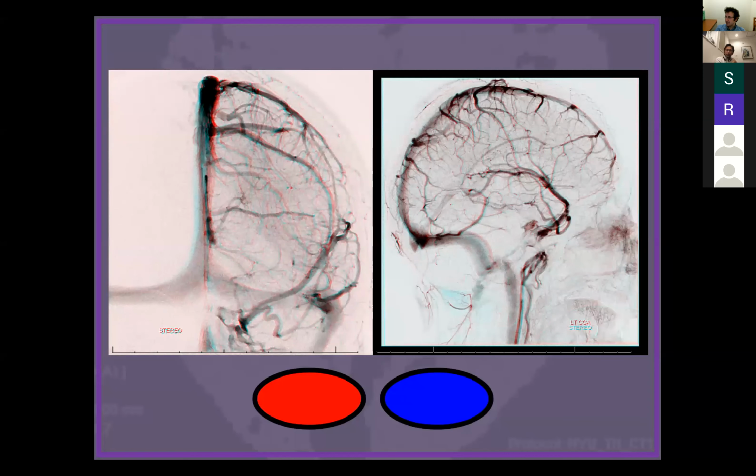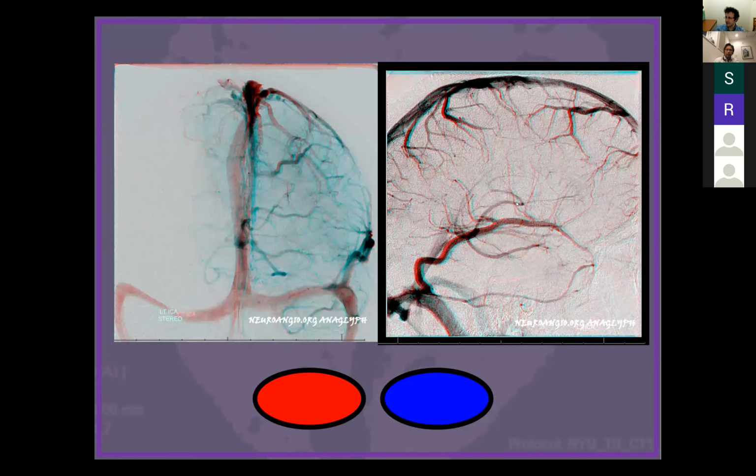Here's another one. This is not posterior fossa veins, but this just shows how you apply the same ideas. Here's a superficial system, dominant superficial Sylvian veins in this individual over here. And this, of course, is a dominant vein of Labbé. So you get the idea.